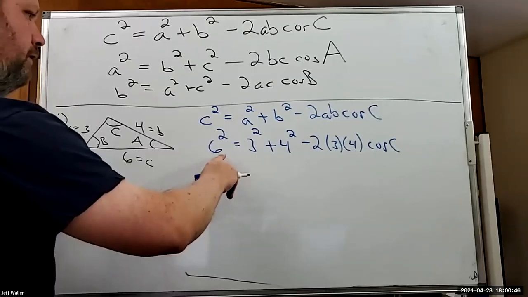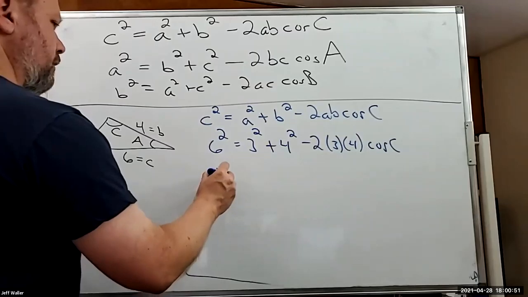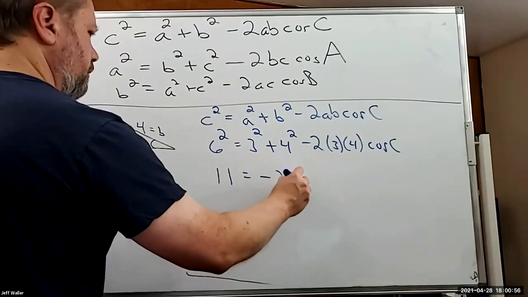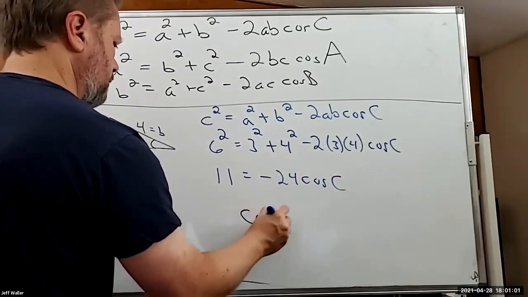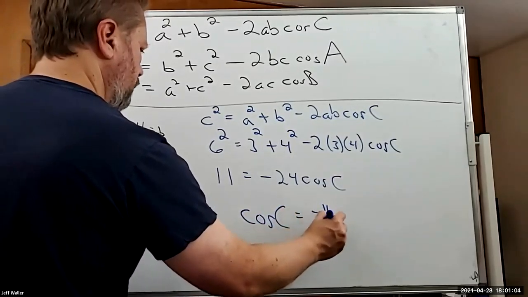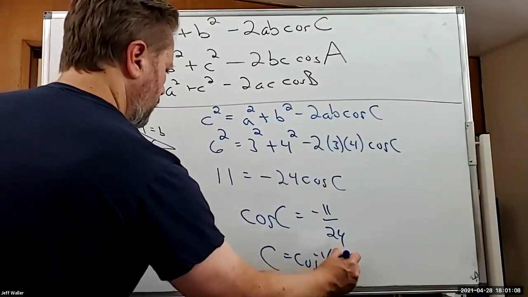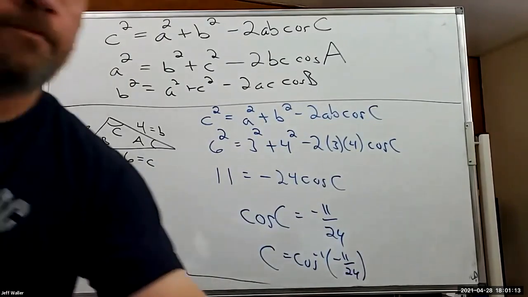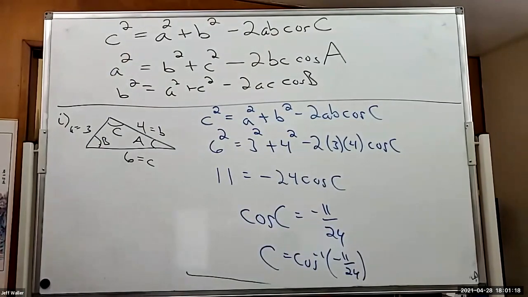So let's see, we get 36 minus 25, we get 11 equals negative 24 cosine C. So I get cosine C equals negative 11 over 24. So I get C equals inverse cosine of negative 11 over 24. Okay, is everybody with me on that? Do you guys see that? Nothing major, nothing amazing.